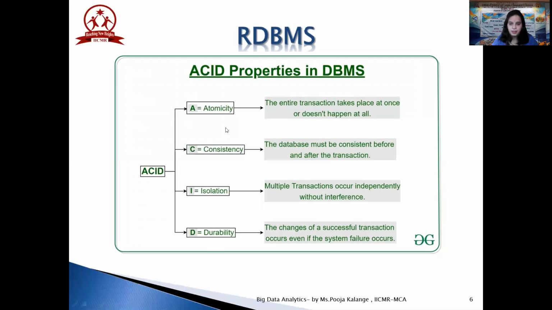Atomicity means that the entire transaction takes place at one time or doesn't happen at all. It means the transaction will either be in the commit state, or if the transaction is not committed, it will be aborted. That preserves the atomicity of the transaction. It will be a total update or a total abort, so it is said to be atomic. Second comes the consistency property. Consistency means the database must be consistent before and after the transaction.